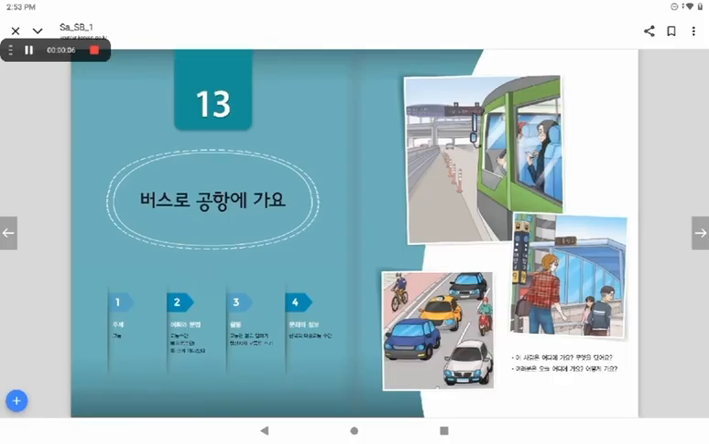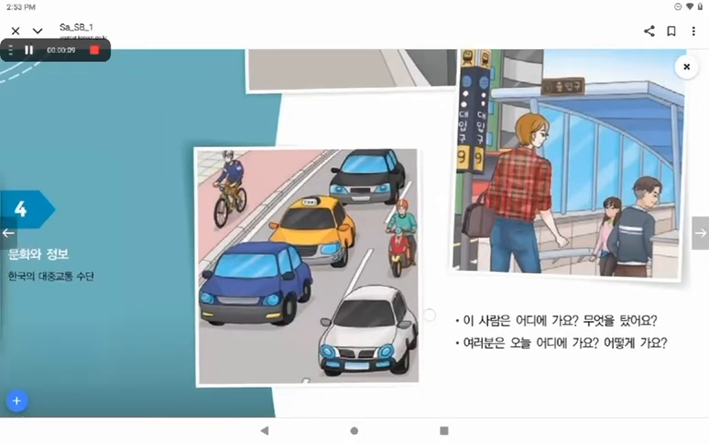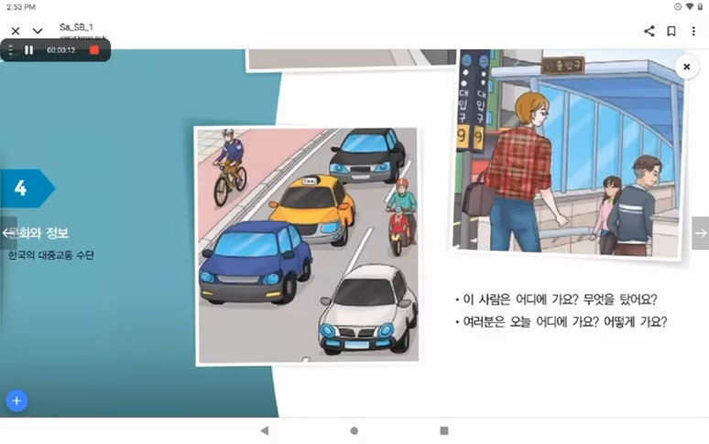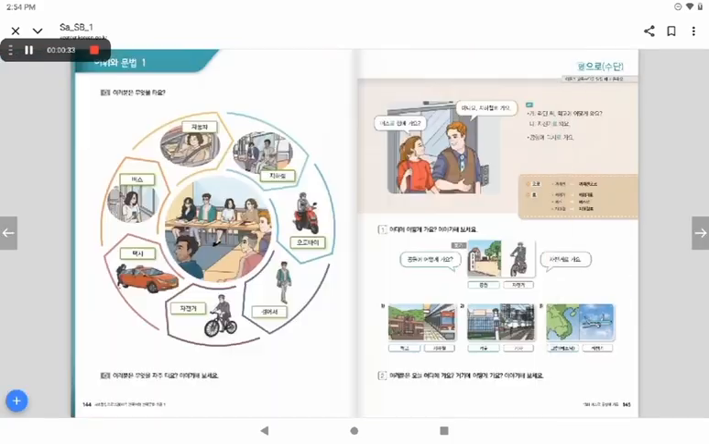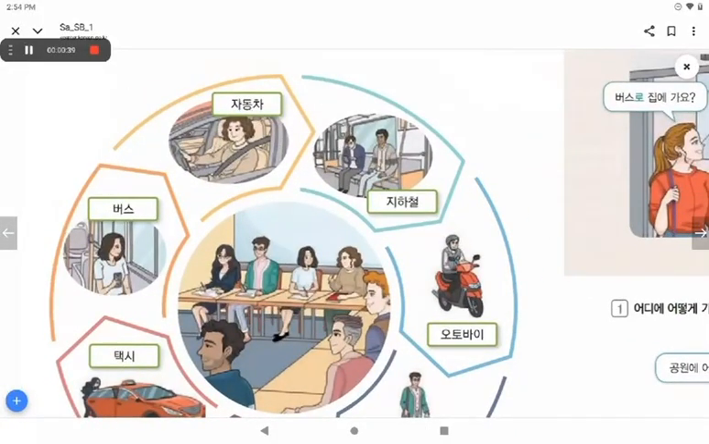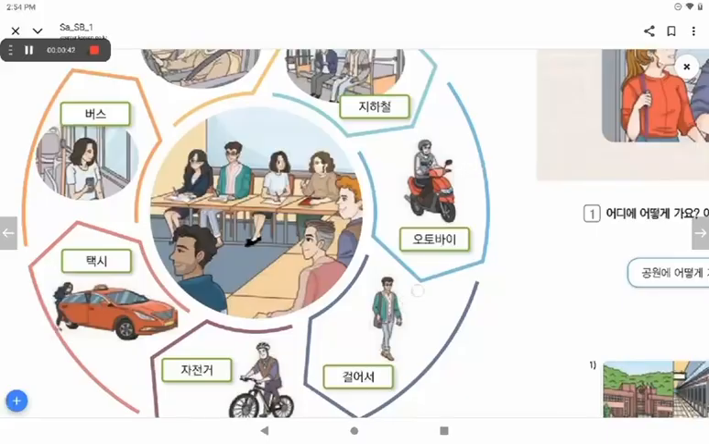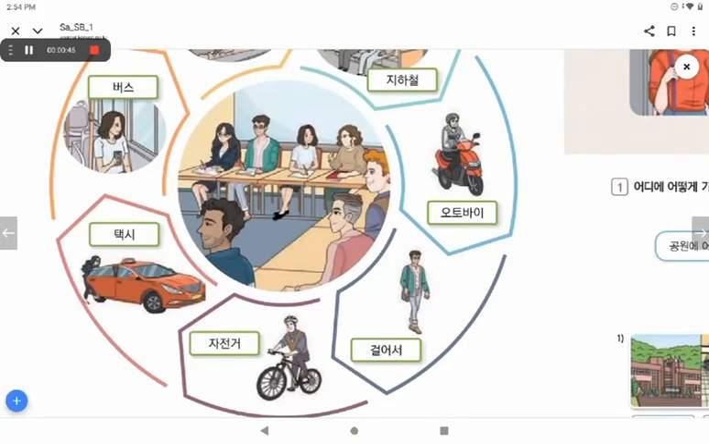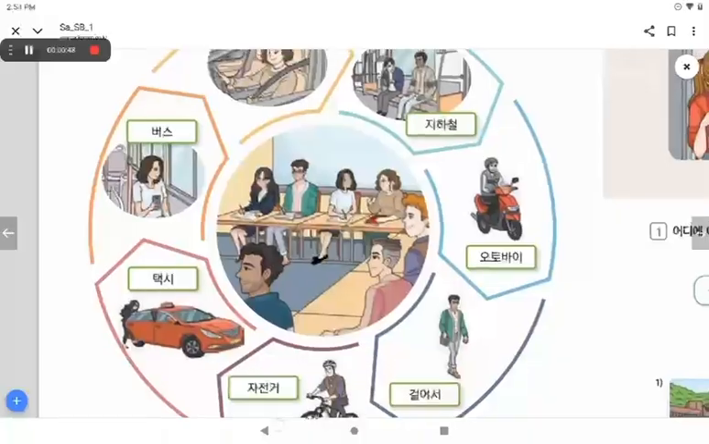Go to the airport by bus. Where is this person going and what did they ride? What did they write? Where are you going today, and how are you getting there? Like by bus, by taxi, or by subway: 자동차, 지하철, 오토바이, 대중교통, taxi, bus.